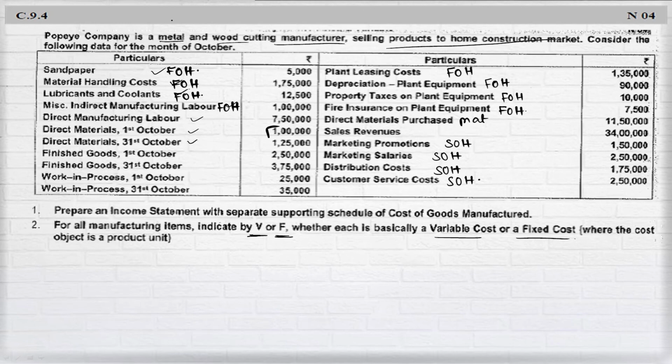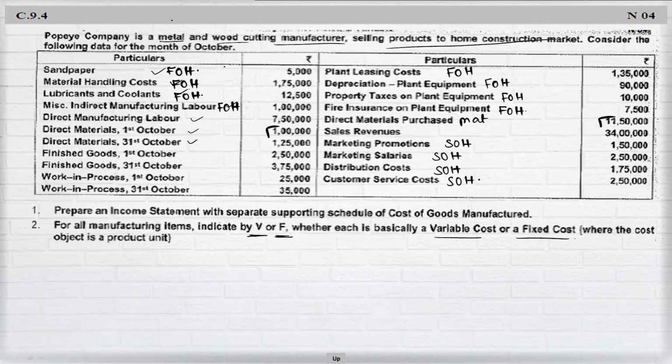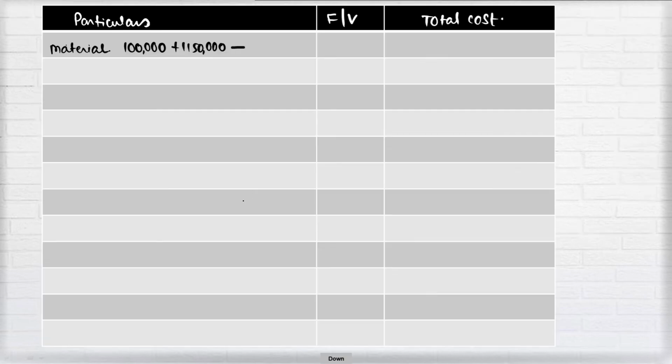1 lakh plus purchase is 11 lakh 50,000, minus closing is 1 lakh 25,000. That is 11 lakh 25,000. Help me out: fixed or variable? Raw material is variable.